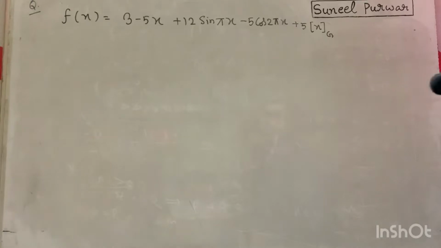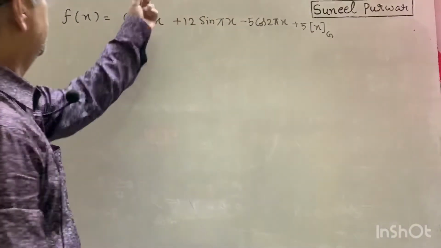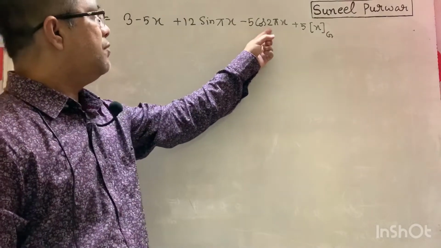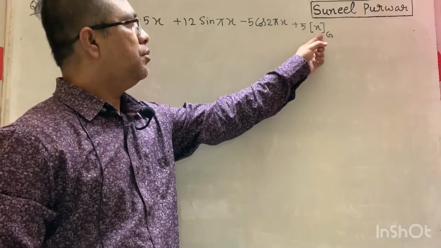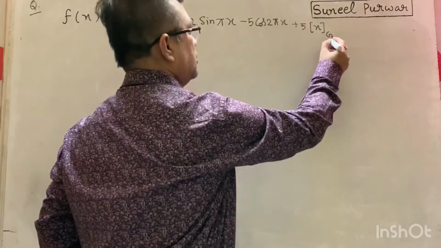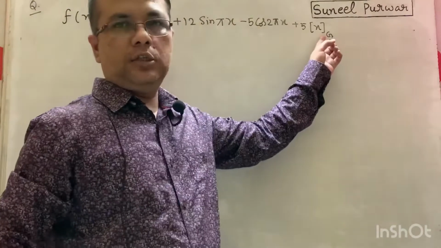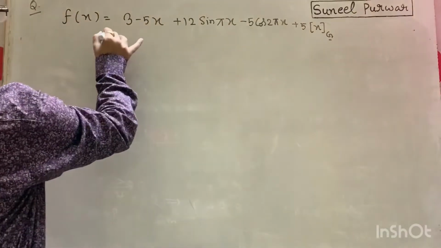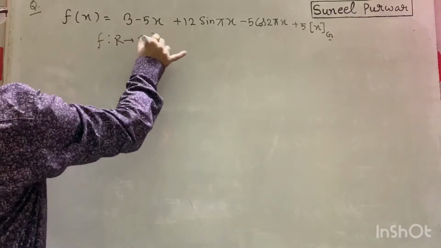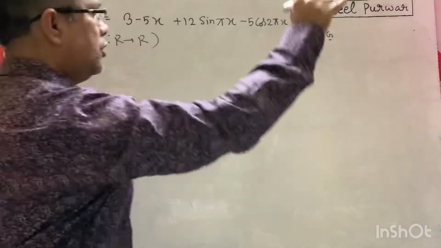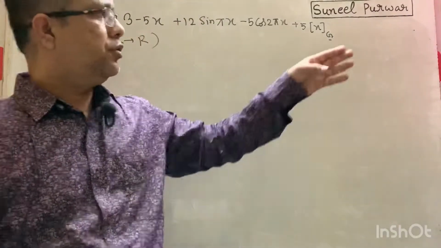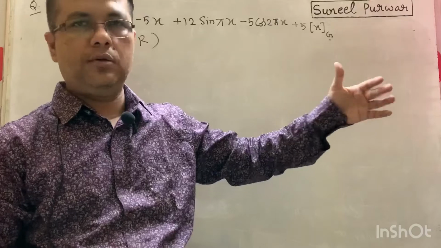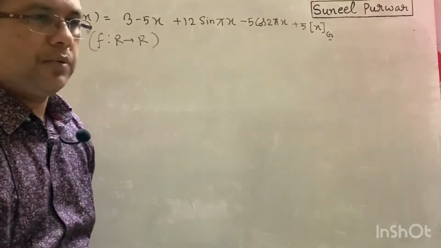Now in this function, which is 3 minus 5x plus 12 sine pi x minus 5 cos 2 pi x plus 5 box of x. So I have written g to mention the greatest integer function. Once again, f is defined from R to R, and you have to identify the type of function. Those options were there: one-one onto, one-one into, many-one onto, many-one into. Let's identify the type of this function.